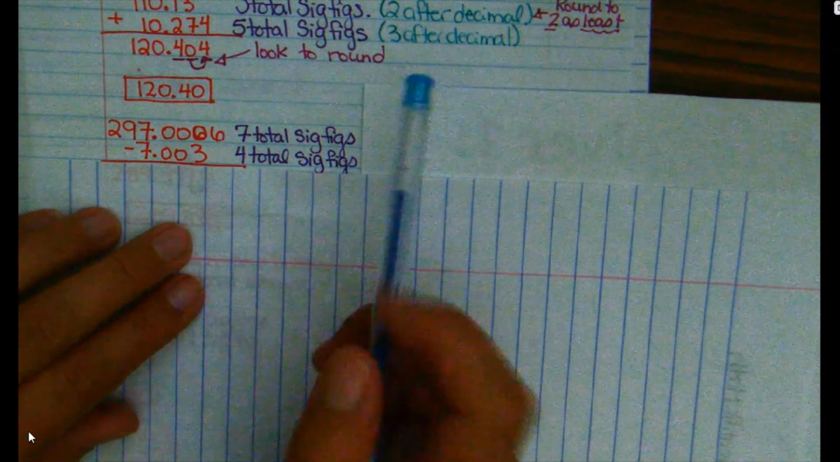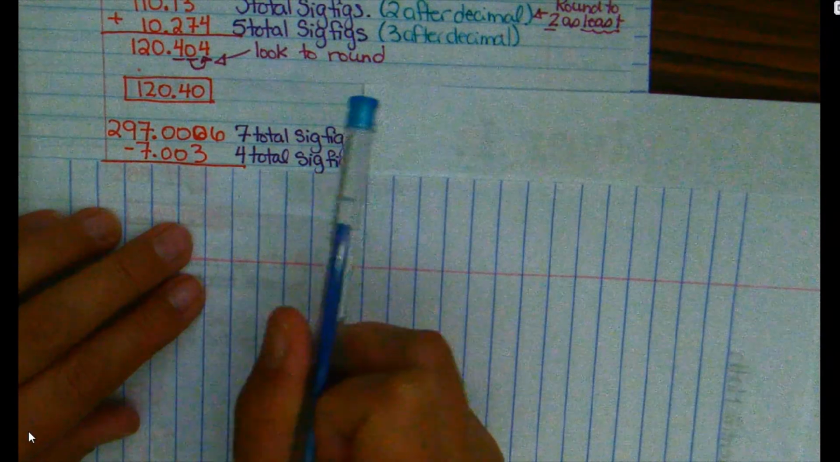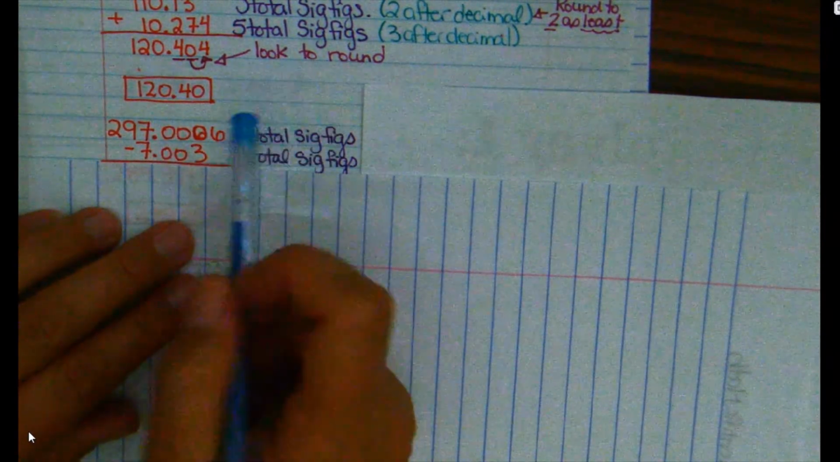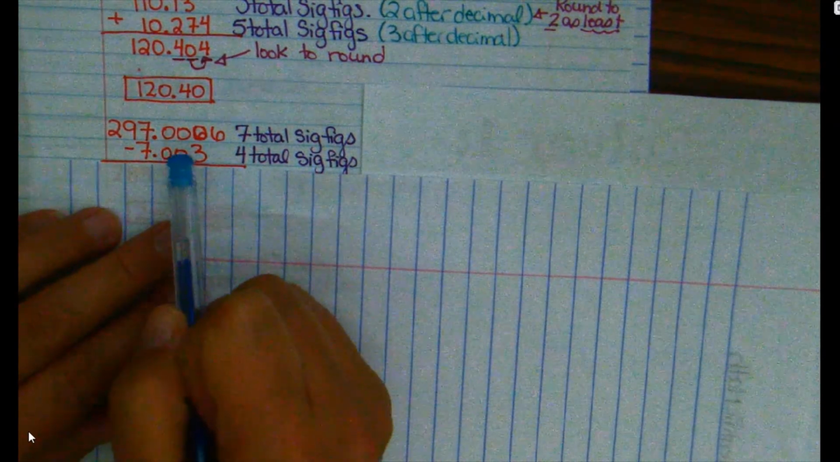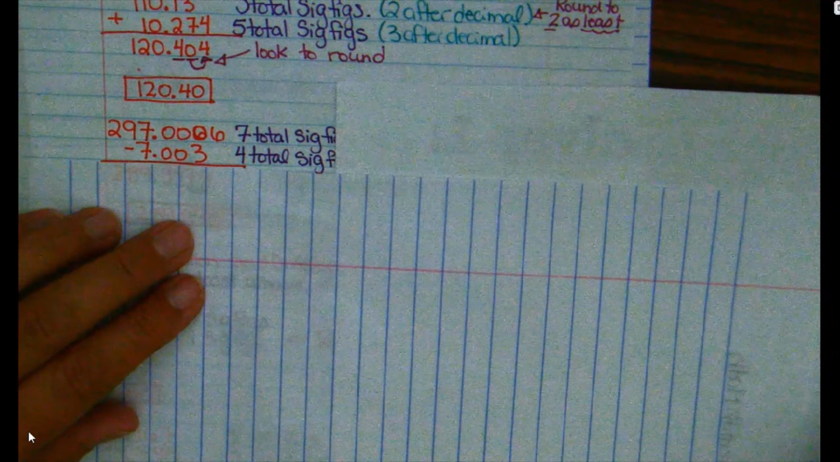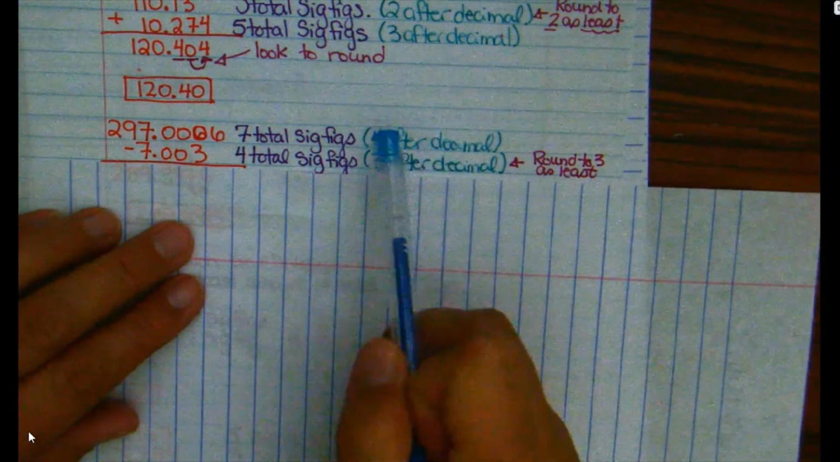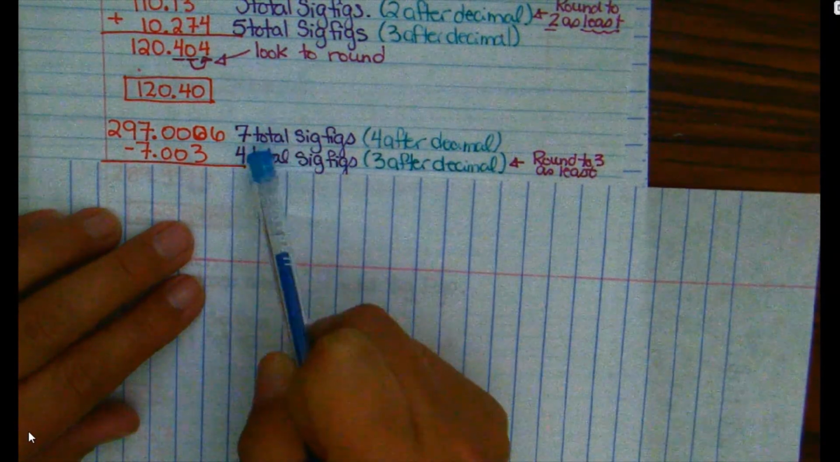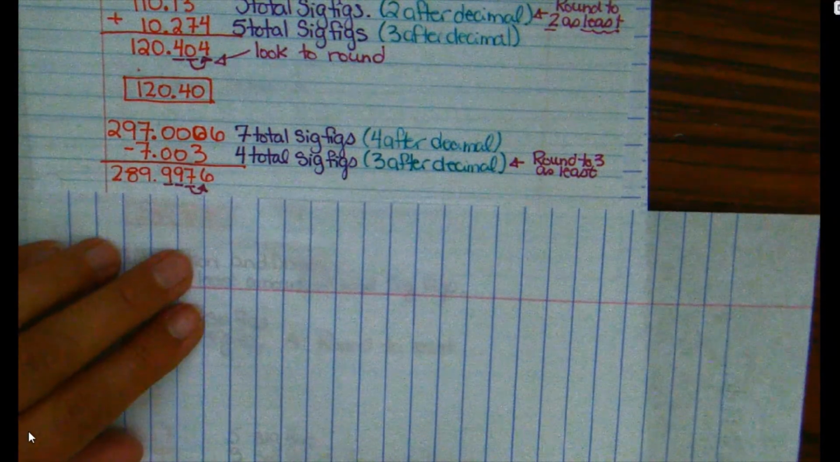But remember, for addition and subtraction, we're going to the least amount of significant figures after the decimal. So let's count the significant figures after the decimal. On this one, we have 1, 2, 3, 4 sig figs. This one we have 1, 2, 3. So based on 4 after decimal and 3 after decimal, we're going to round to 3 as it's the least amount of significant figures. So let's do the math.